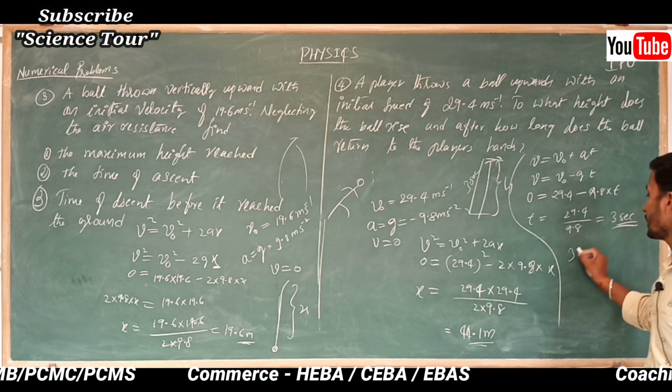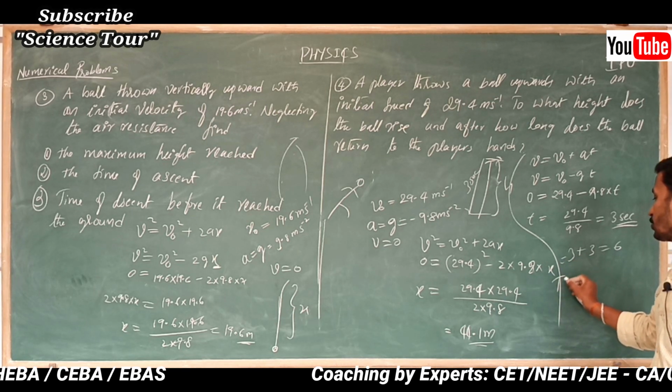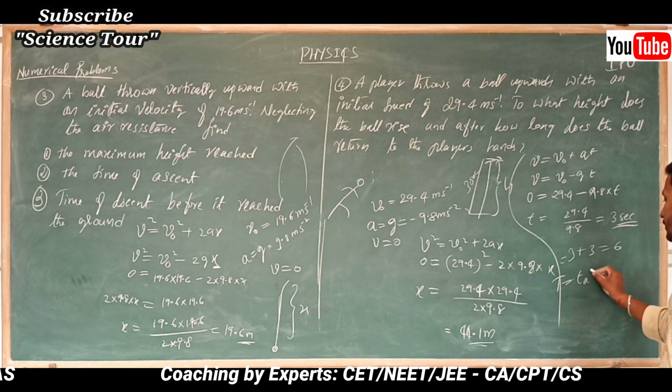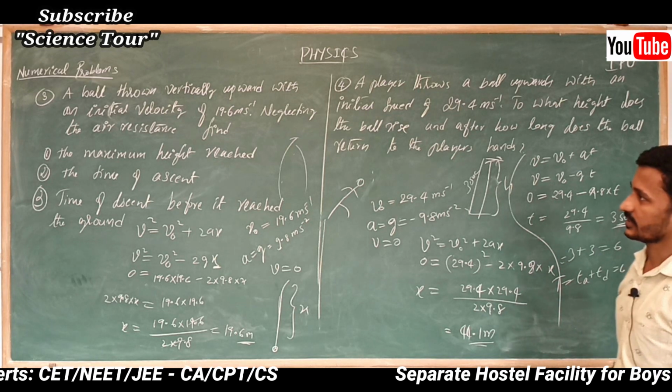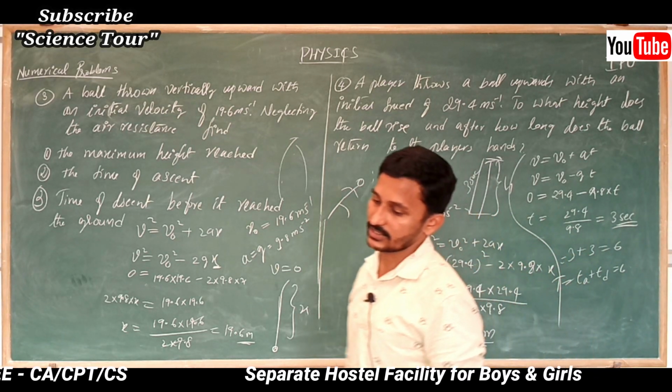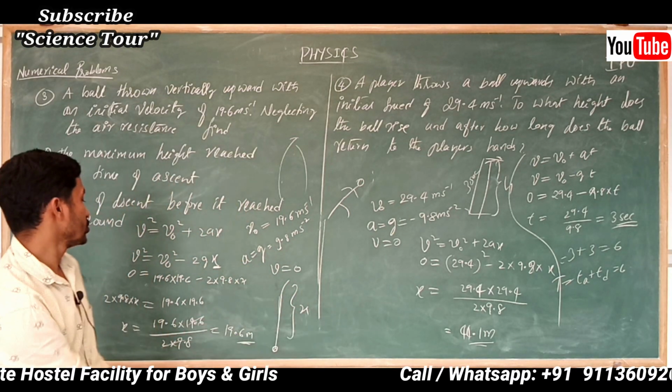That is nothing but 3 plus 3, which is equal to 6. That is nothing but total time is equal to time of ascent plus time of descent, that is 6 seconds. This is what the numerical sums we have discussed in 2 of the cases.